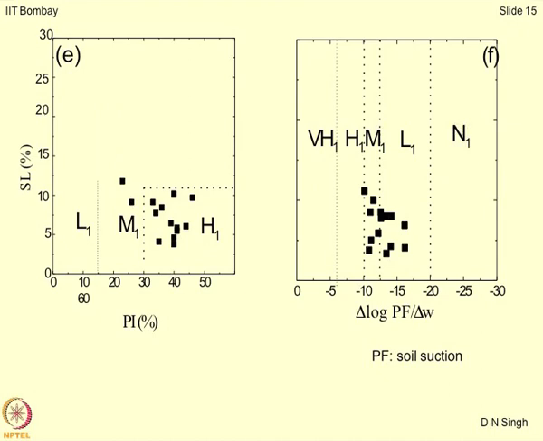Now, this is where I wanted to introduce the concept of suction with the shrinkage limit. If you measure the soil suction, change in soil suction on a log scale divided by change in moisture content is nothing but the slope of the SWCC, which can be correlated with shrinkage limit, and you will notice that very high suction would induce more shrinkage in the system as compared to low suction.